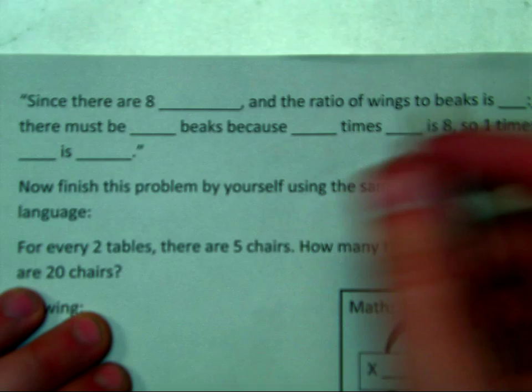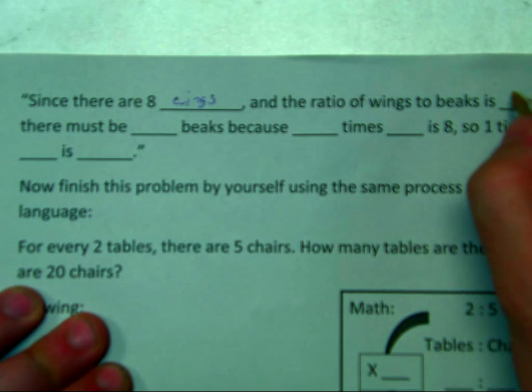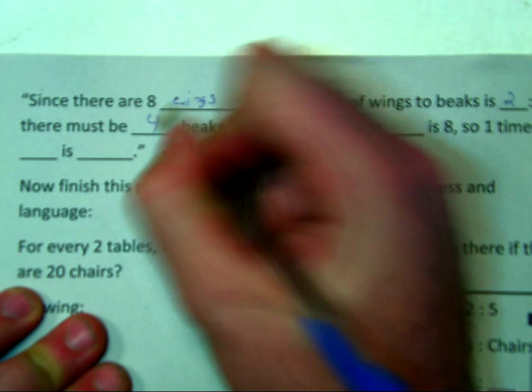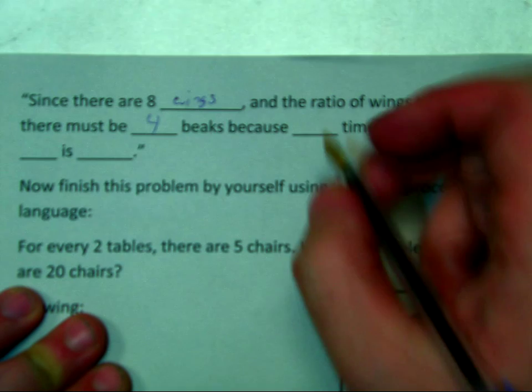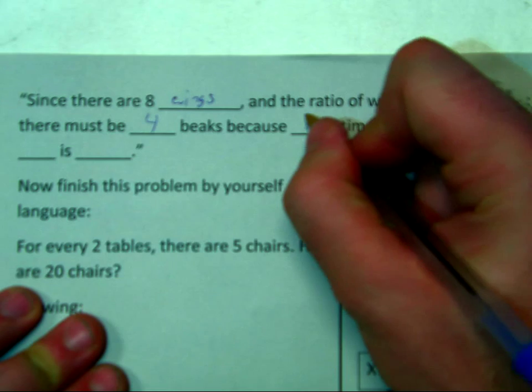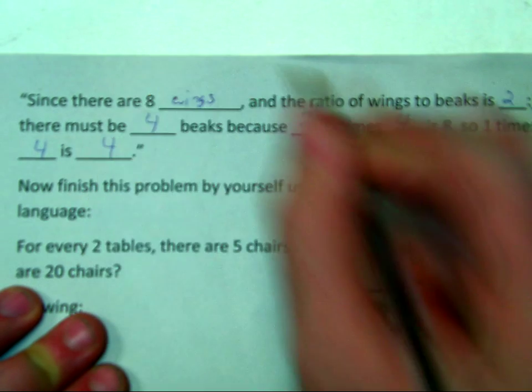Now, on the back, we can fill out this little sentence. This is how we talk about it in writing. Since there are 8 wings, and the ratio of wings to beaks is 2 to 1, there must be 4 beaks because 2 times 4 is 8, so 1 times 4 is 4.